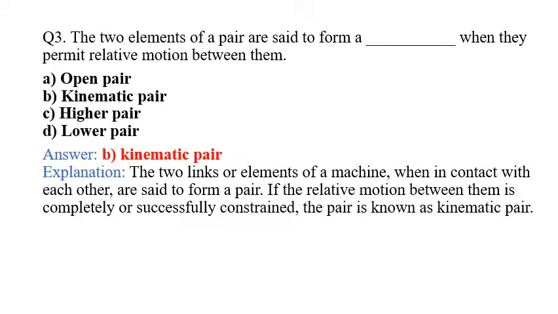Kinematic pair. The two links or elements of a machine, when in contact with each other, are said to form a pair. If the relative motion between them is completely or successfully constrained, the pair is known as kinematic pair.